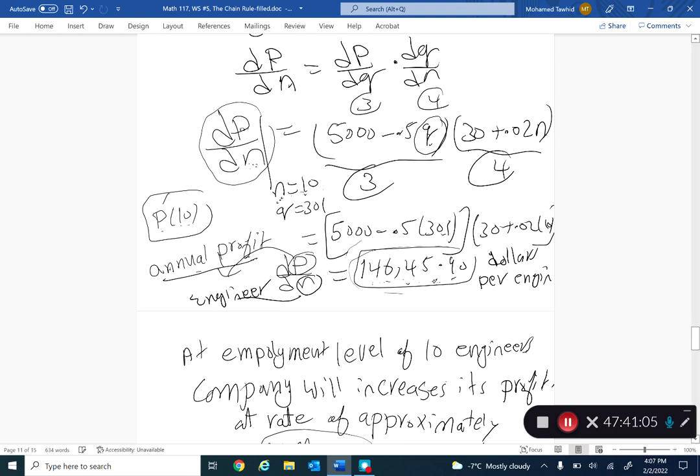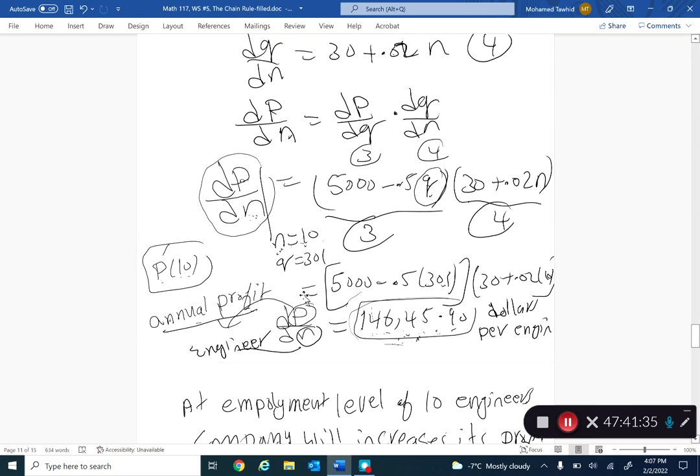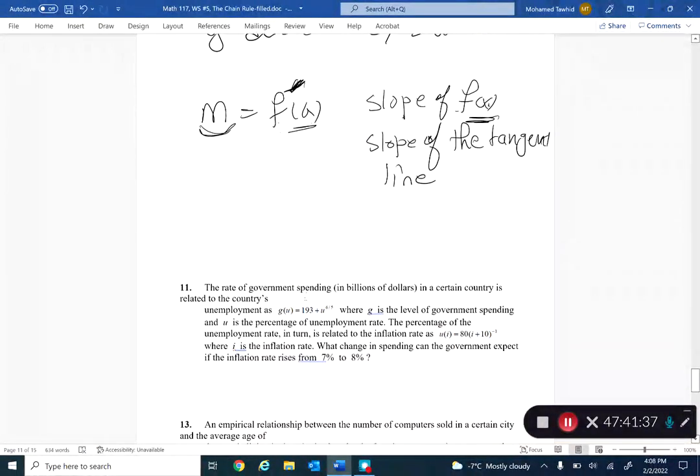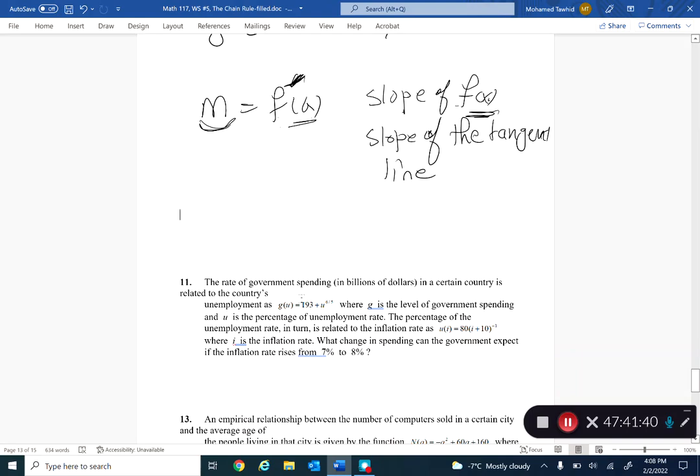If you have a negative number, then your profit is going to decrease, or you are going to lose this certain amount of money, because if your slope or your derivative is negative, then it will decrease. If your derivative is positive, like in our case, then it will increase. Which one is increasing? Your P. What is your P? Your annual profit is going to increase. All right, so I hope it will be clear here.